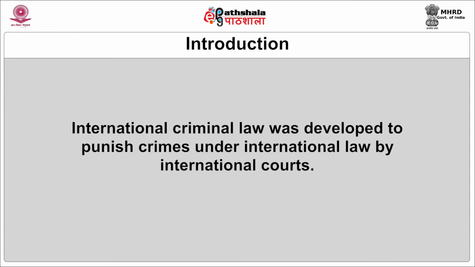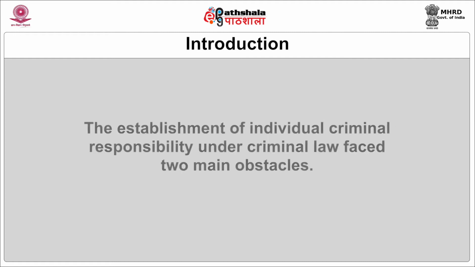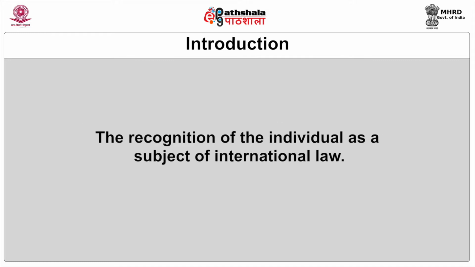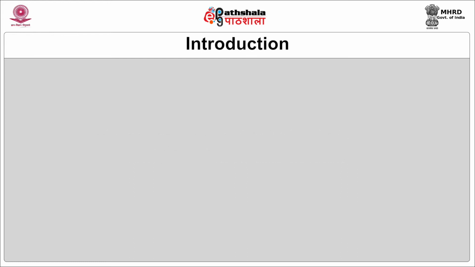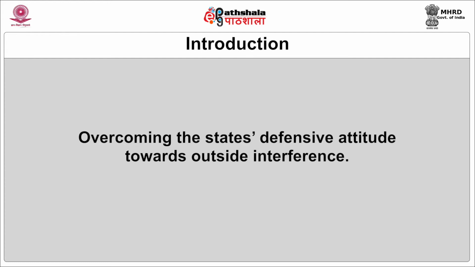International criminal law was developed to punish crimes under international law by international courts. The establishment of individual criminal responsibility under criminal law faced two main obstacles. Firstly, the recognition of the individual as a subject of international law, and secondly, overcoming the bias that the states had towards outside interference in their domestic matters.